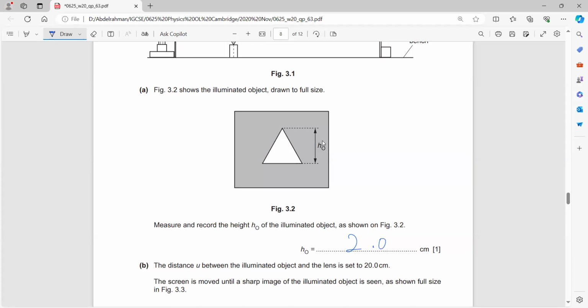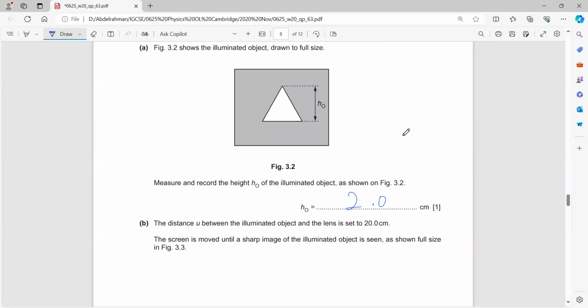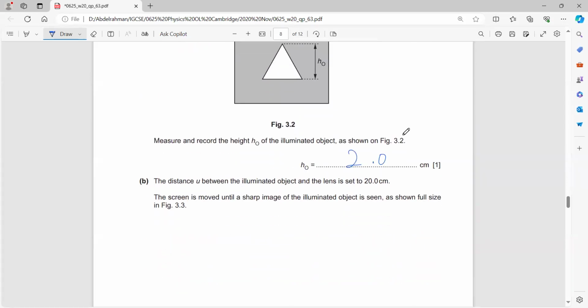But if you measure it now using your ruler and the books you have, it will probably be less than 2.0. It will probably be 1.8 or 1.9, which is okay, because this is a printing error. It's not an error in your calculations. Initially it was 2.0. The distance u between the illuminated object and the lens is set to be 20 centimeters.